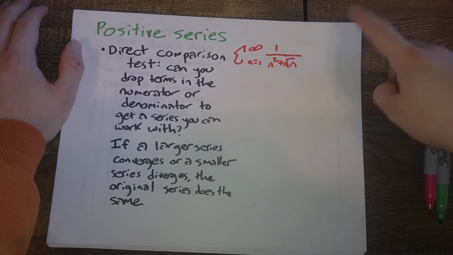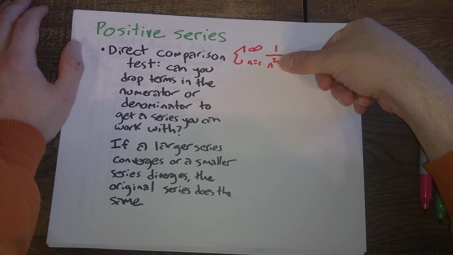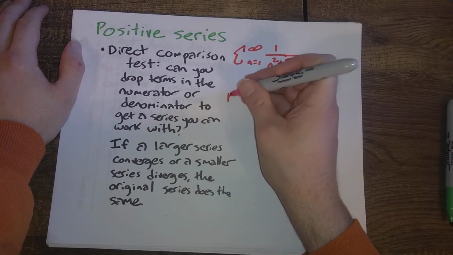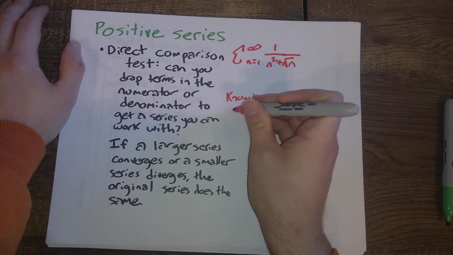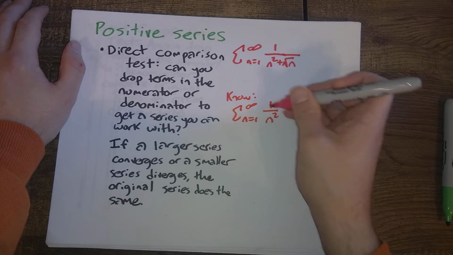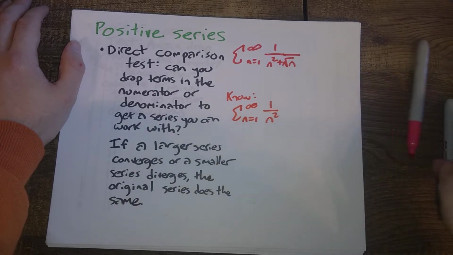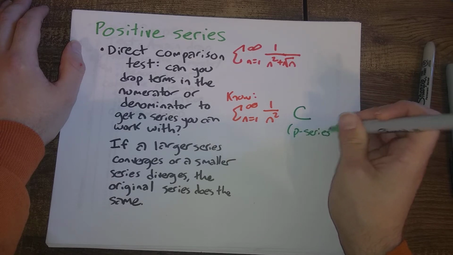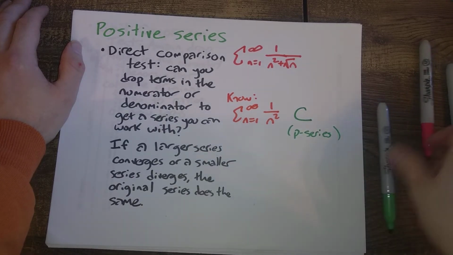We're going to drop the square root n. The square root n is less important than the n squared. And so we know that the sum from 1 to infinity of 1 over n squared converges. It's a p-series where p is equal to 2. We already talked about that.